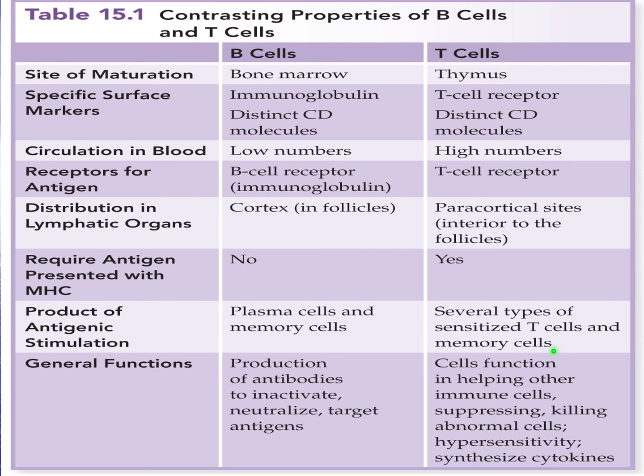The B cells are responsible for the production of the antibodies from the plasma cells that will inactivate, neutralize, or target antigens. The T cells function in helping other immune cells, suppressing, killing abnormal cells. They do actually operate in hypersensitivity reactions and can synthesize a whole number of cytokines.